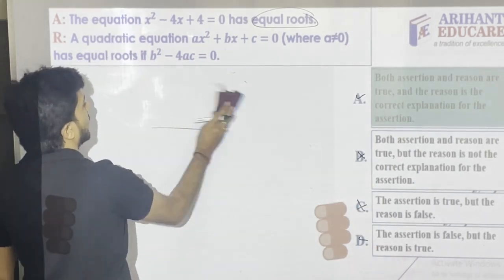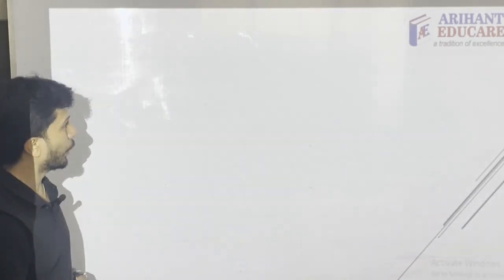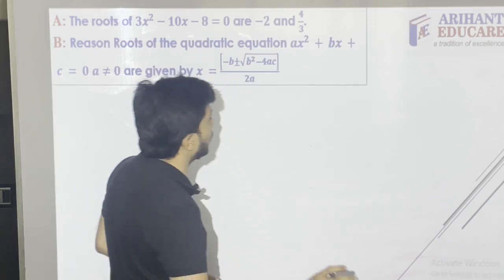Easy, right? Very easy. Assertion and reasoning are always easy. You just need to be a bit more practical to it. Let's see the third one now.